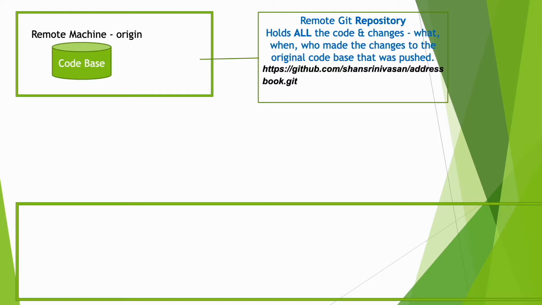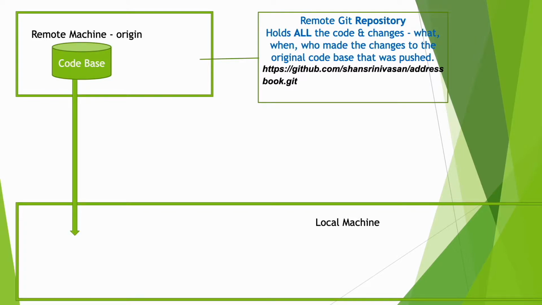Then you have your local machine where you have to work on it. Git is a distributed version control system. What that means is that every developer who is working on the code base has the entire code base. When I say entire code base or repository, it has all the changes, all the branches, and everything, the complete thing. Whatever is there in the remote machine, you hold a copy in your local machine.